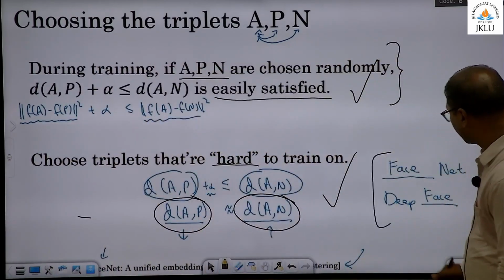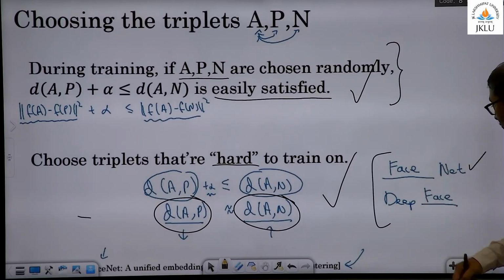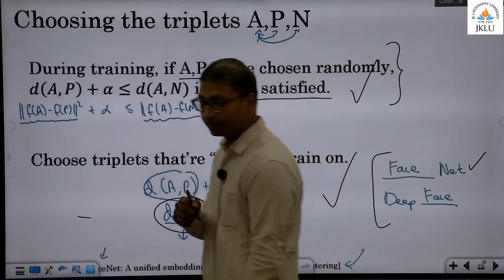So these two papers, FaceNet is certainly from Facebook. DeepFace, let me check once, DeepFace, I think Facebook again.